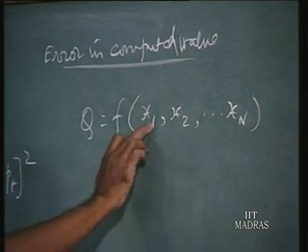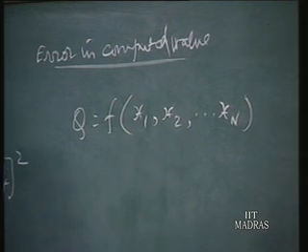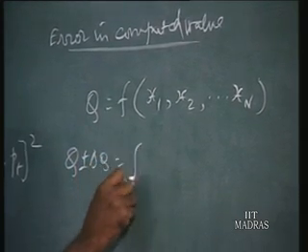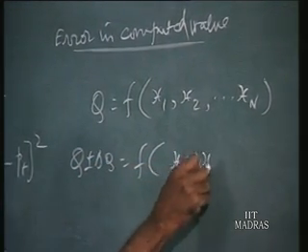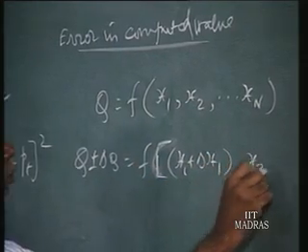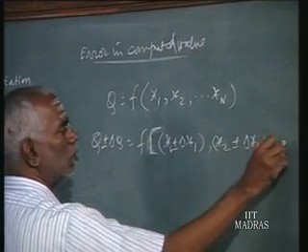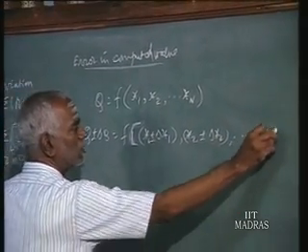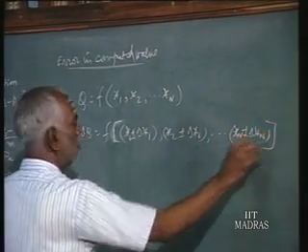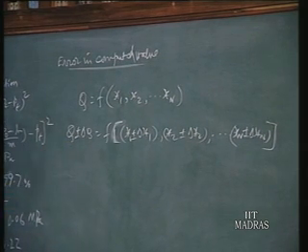Now each measurement has got an error: x1 plus or minus delta x1, x2 plus or minus delta x2, and so on. So the computed value will have an error zone of delta q, equal to the function of [x1 plus or minus delta x1], [x2 plus or minus delta x2], and so on until xn plus or minus delta xn for that last nth instrument. So that is the error in the computed value.